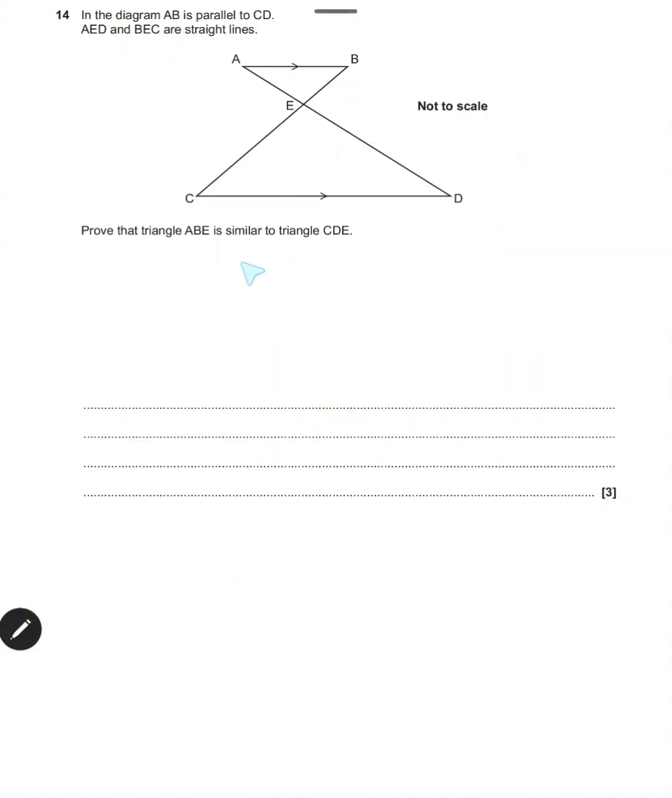Question 14, we've got a geometric proof to do. We're just proving that this triangle ABE is similar to this one, CDE. Similar means the same triangle, just enlarged. And what we've got to do is just look at the angles of these triangles. So we can look at this angle and say AEB is equal to CED. And the reason is opposite angles are equal. You might want to just say vertically opposite there.